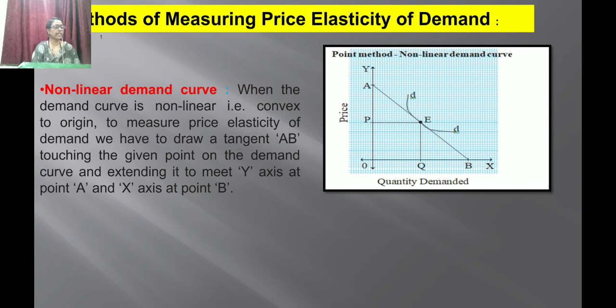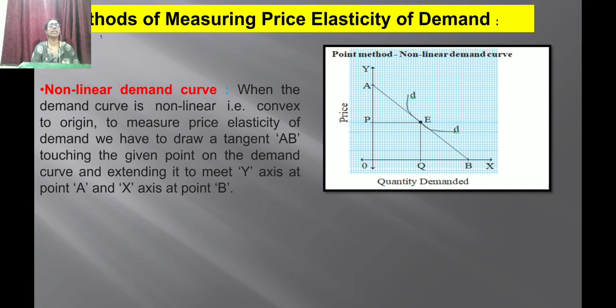Then EB is greater than EA. If EB is greater than EA, then what is it? It is relatively elastic, elasticity is greater than 1. If EB is lesser than EA, then it is less elastic. So this much only you have to concentrate on.